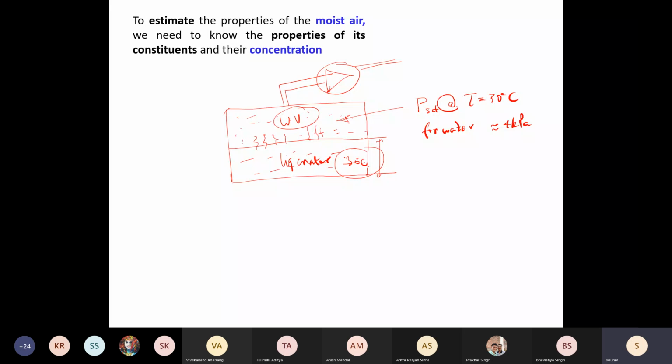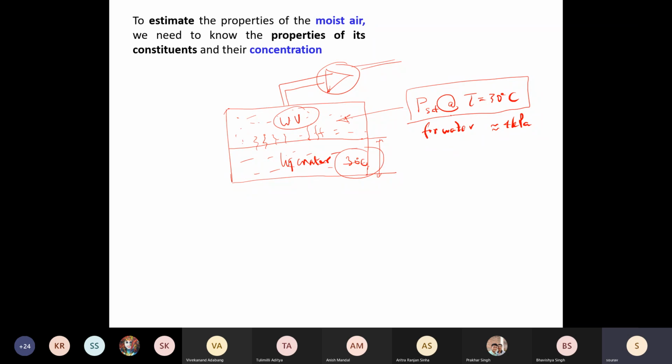Okay, so that will happen only at this pressure. When the entire system is at equilibrium, the water vapor temperature will be at 30, same as liquid water, and the pressure exerted by this vapor will be equal to the saturation pressure at 30 degrees.